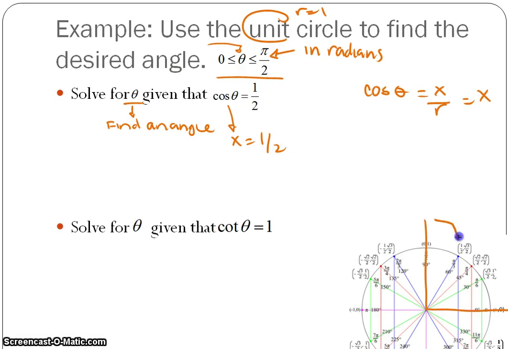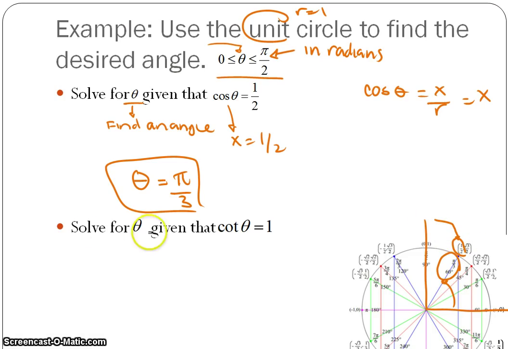So here I see an x-coordinate of 1/2, and the angle that goes with it is the 60-degree angle, the pi over 3 angle. And since we want our answer in radians, I know that theta is pi over 3, and that is our answer, because cosine of the angle pi over 3 is 1/2. You go up to pi over 3, you find the cosine, which is the x-coordinate, and you get 1/2.